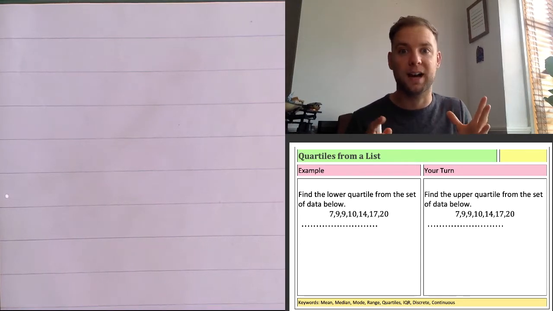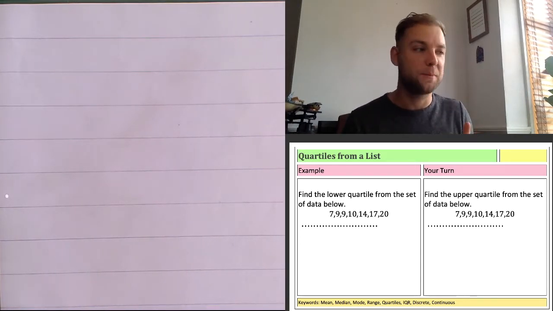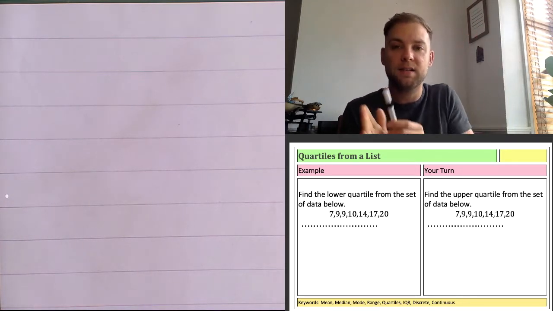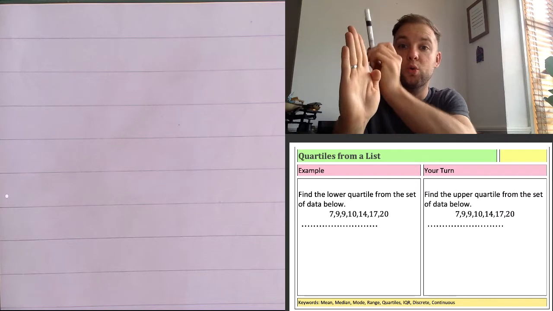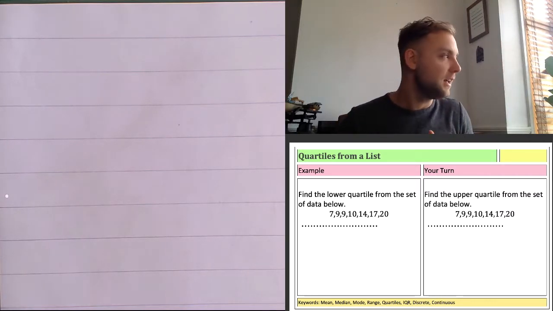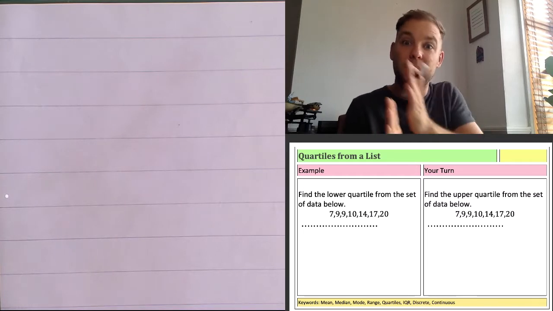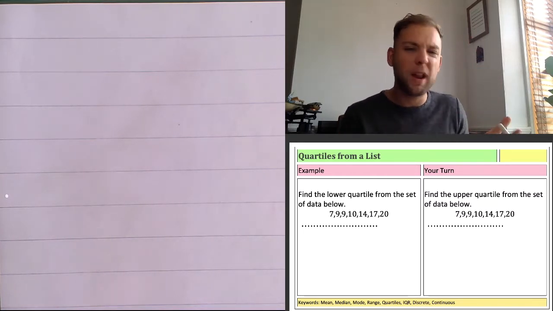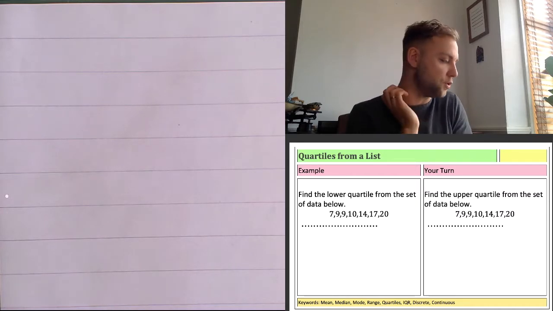Now a quartile, you might be able to work it out, is the quarters of the data. So where does a quarter of the data lie, and then where does the upper quartile of the data lie? Now this can be broken up into things like 25% and 75%, but we'll have a look, and I think you'll get used to it.